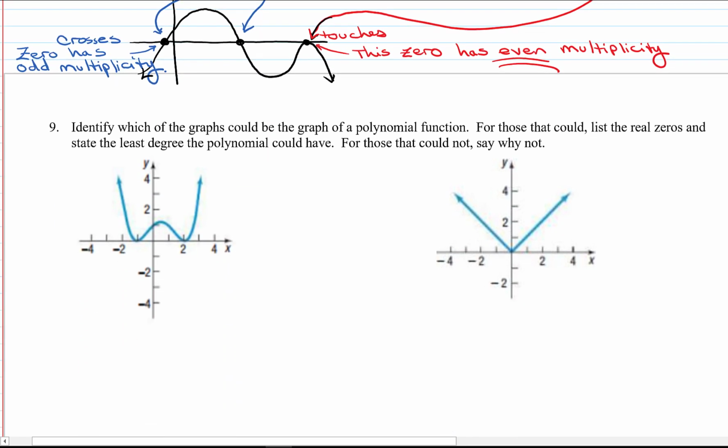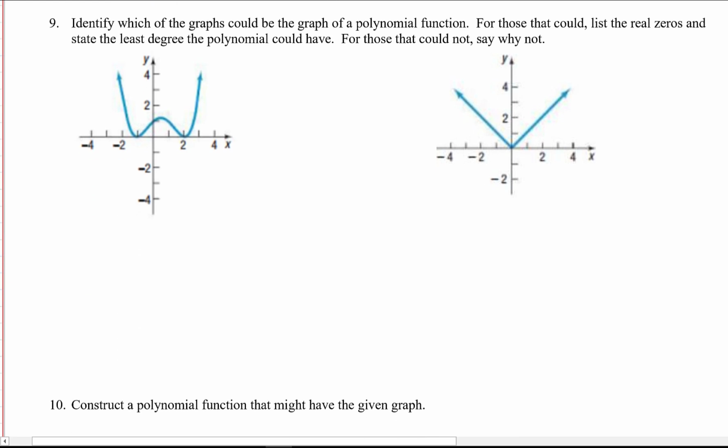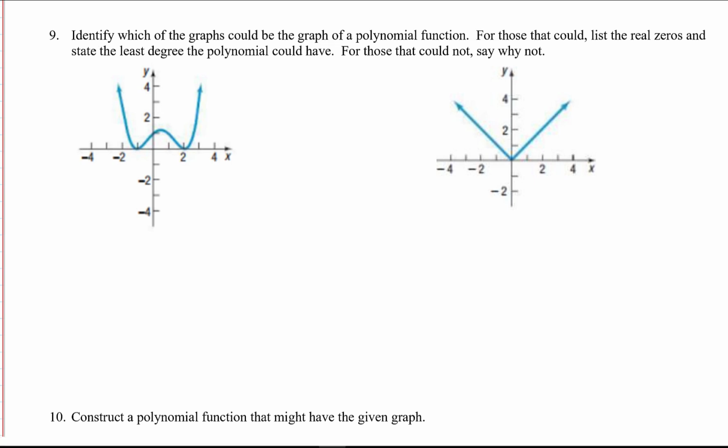Okay, number 9. Identify which of the graphs could be the graph of a polynomial function. For those that could, list the real zeros and state the least degree the polynomial could have. For those that could not, say why not. Looking at this first one, why don't I go ahead and label this A and label this second graph B? All right. This one is a yes.